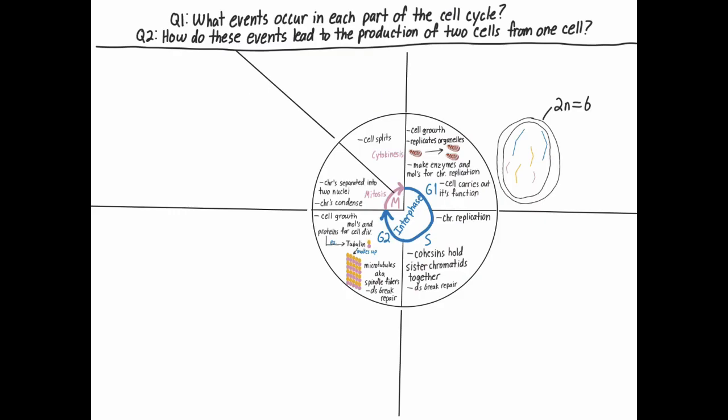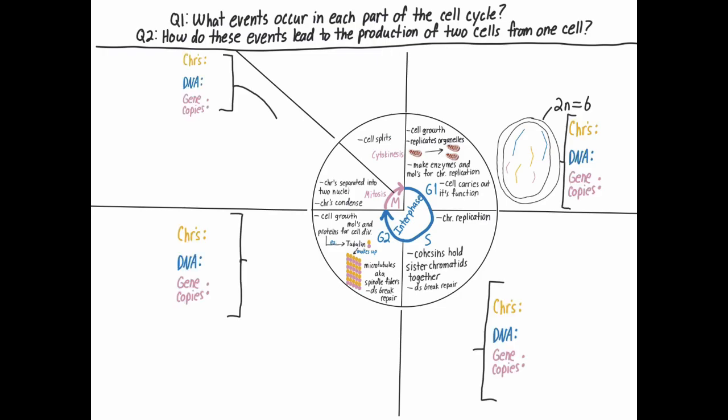Now that we've seen what happens at each phase, let's follow what happens to the number of chromosomes, DNA molecules, and gene copies as we proceed through the cell cycle. We will use this fictional 2n equals 6 cell to demonstrate, and we'll follow the A, B, C, and D genes on these chromosomes. Here is our G1 cell, with 2 of each gene and chromosome type, 6 total chromosomes, and 6 DNA molecules.